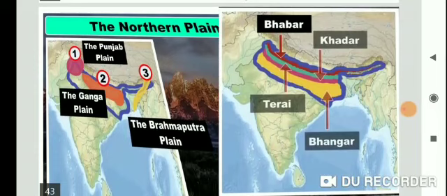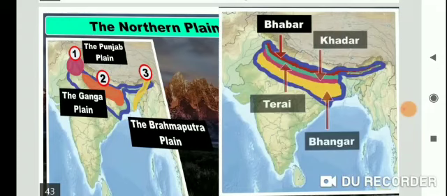See, learn one by one, first Bhabar, Khadar, Terai and Bhangar. Now second, see the map of the northern plain: firstly the Punjab plain, the Ganga plain and third the Brahmaputra plain. There are three parts of the northern plain: firstly Punjab plain, Ganga plain and Brahmaputra plain.